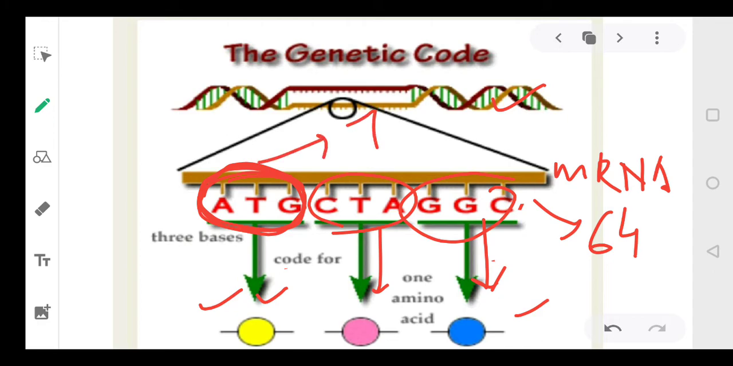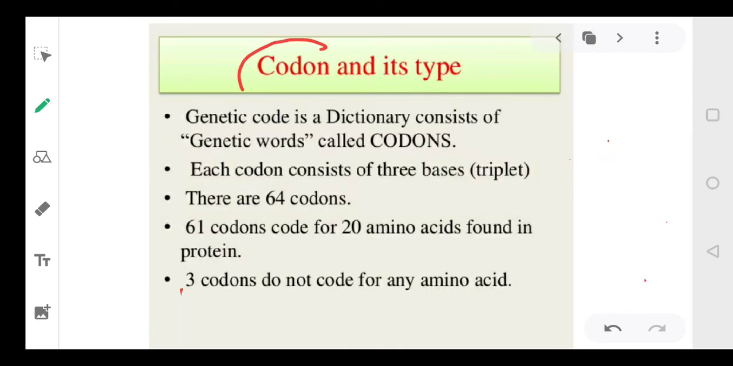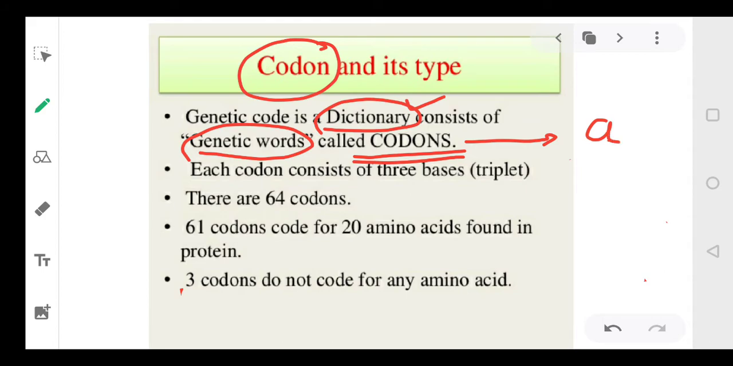These 3 bases will form a triplet. So we call it a triplet codon. Okay, clear? Now let's define what is a codon. The genetic code is a dictionary, like we have an English dictionary where we can consult the meaning of English words. In the same way, the genetic code is a dictionary, and it is made up of genetic words, and these genetic words are called codons. These codons have the information to make an amino acid. Each codon has 3 bases. That is why we call it a triplet codon.